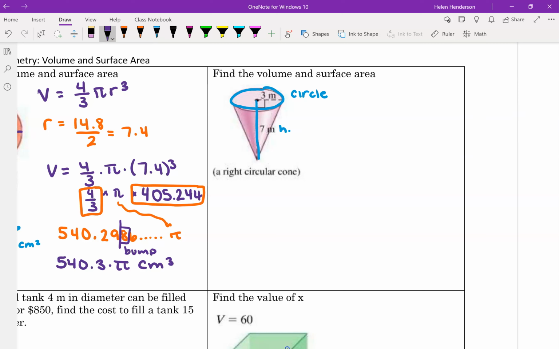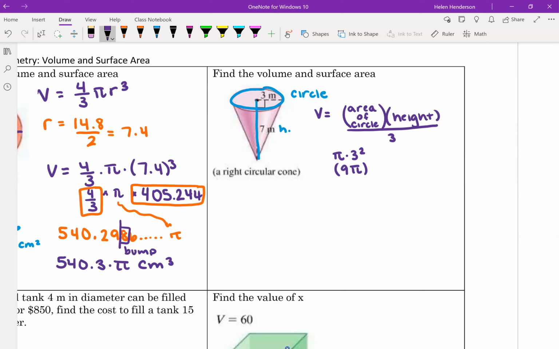So let's think about, for volume, area of the base times the height. And then since it starts at a circle and ends at a point, we'll divide by 3 at the end. So let's do area of the circle first. The circle is pi r squared. So we'll do pi times 3 squared. That makes 9 pi.